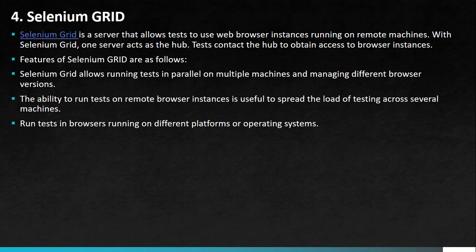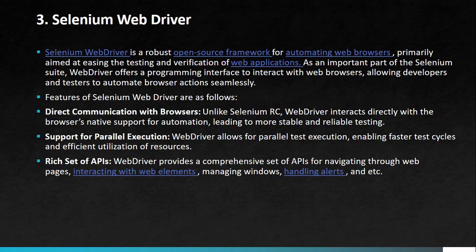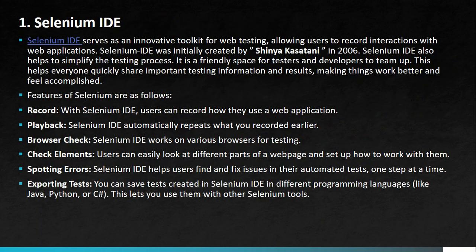Features of Selenium Grid: it allows running tests in parallel on multiple machines, managing different browser versions. The ability to run tests on remote browser instances is useful to spread the load of testing across several machines and run tests in browsers on different platforms and operating systems. These are the four components: Selenium Grid, Selenium WebDriver, Selenium RC, and Selenium IDE.